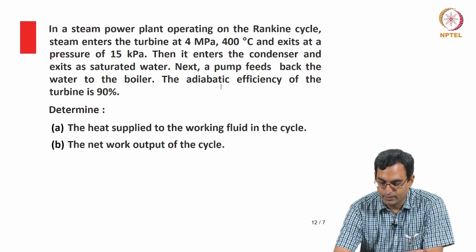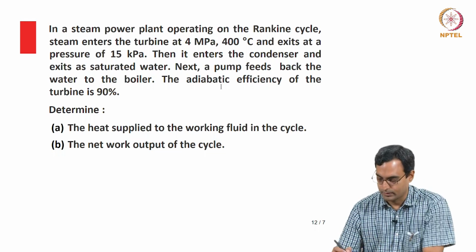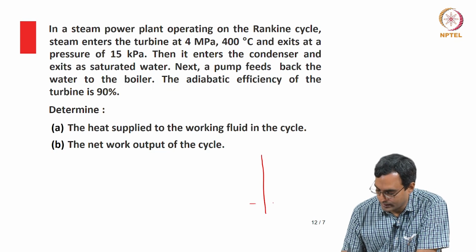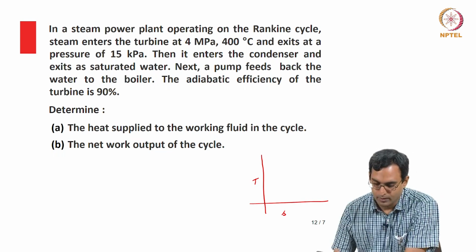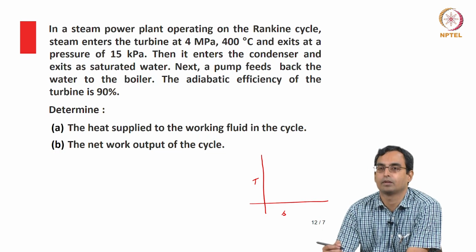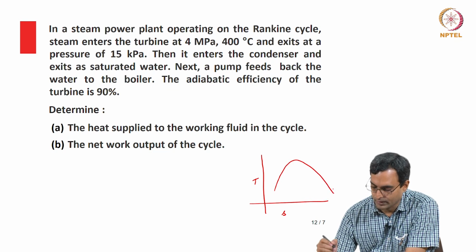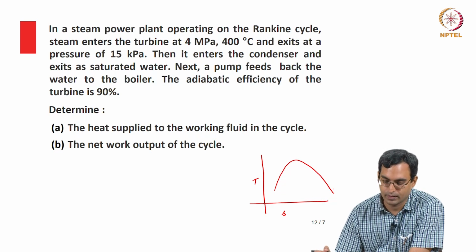We are asked to determine the heat supply to the working fluid in the cycle and the net work output of the cycle. So, let us try to draw a schematic of the working cycle on a TS diagram. So, this is a Rankine cycle. This works on two-phase flow. So, let me draw the liquid vapor dome. The working substance in a Rankine cycle is water or steam in the usual Rankine cycle.